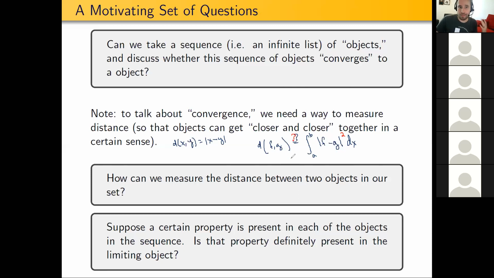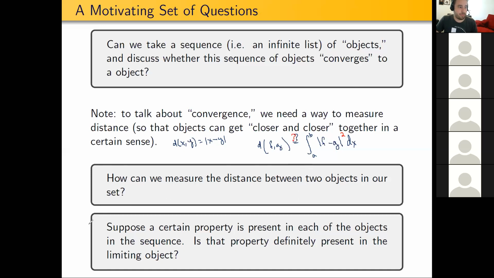And that typically involves the study of these objects called metric spaces, where metric is meant to measure a distance, right? A metric is a measure of distance. So we might ask ourselves, how do we measure the distance between two objects in our set? In other words, how can we define a metric on this abstract space and turn it into something called a metric space? And what implications are there once we have a metric for sequences of objects converging to some limit object?